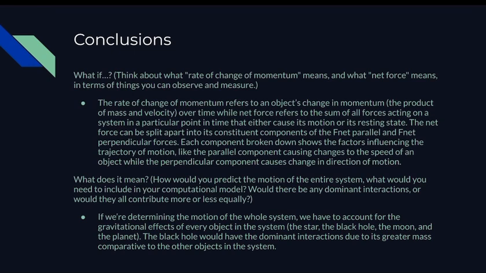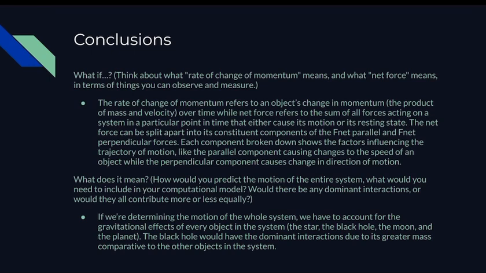And then to conclude our what if, the rate of change of momentum refers to an object's change in momentum, the product of mass and velocity over time, while net force refers to the sum of all forces acting on a system at a particular point in time that either causes its motion or its resting state. The net force can be split into its constituent components, the FNet parallel and FNet perpendicular forces. The FNet parallel essentially changes the speed of an object, while the perpendicular component changes the direction of motion.